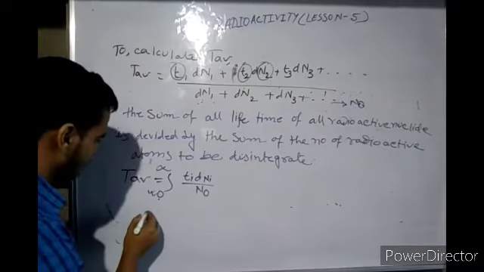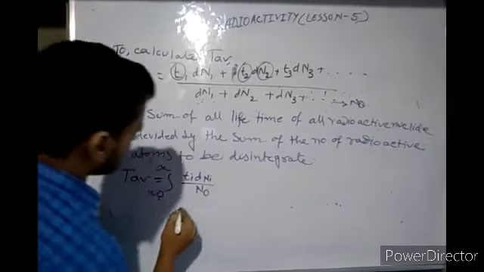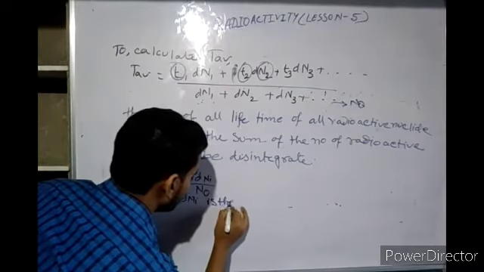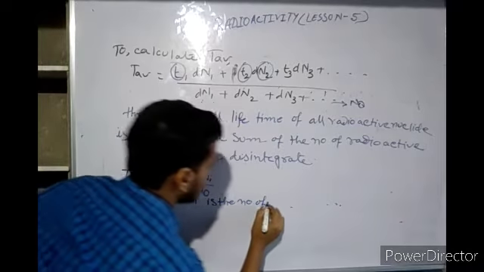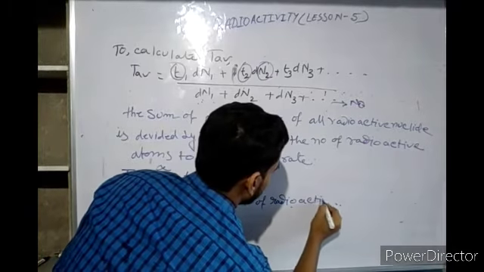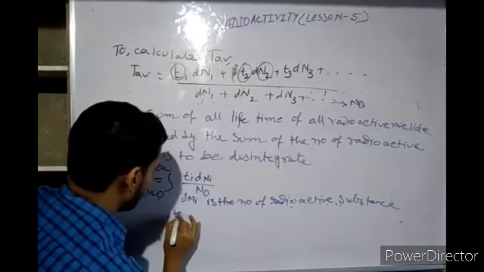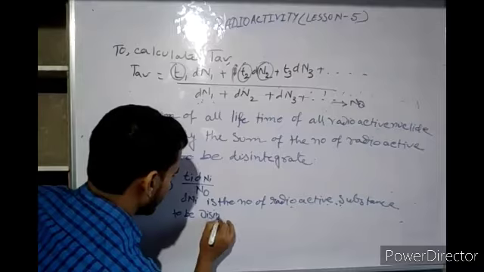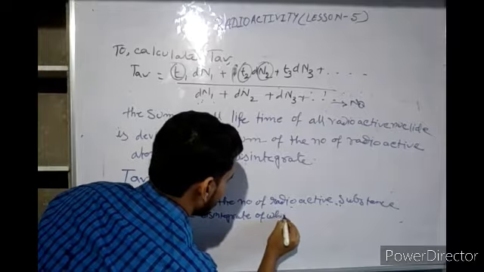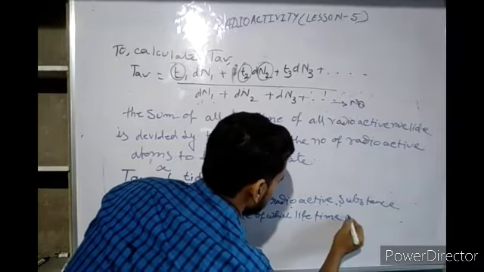Then dNi is the number of radioactive substance to be disintegrated, of which the lifetime is Ti.